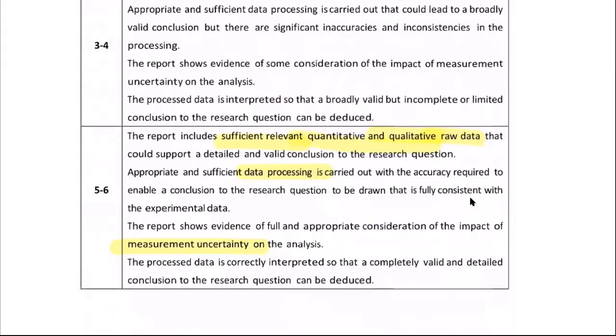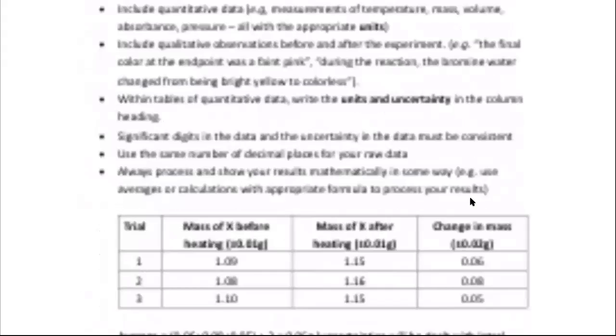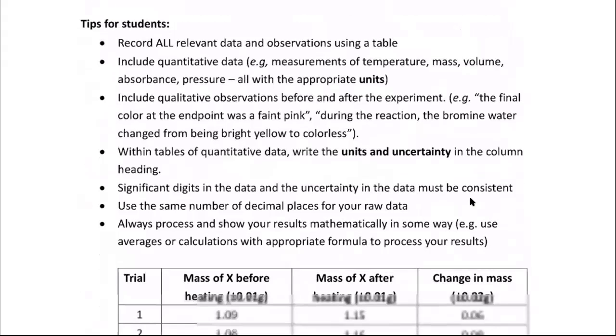So, tips for analysis, okay? You want to record all relevant data and observations in a table, okay? We looked at that in the topic 11.1 stuff last week. The data table should be organized. You should have headings telling you what you're measuring and the units and the uncertainties for the piece of equipment. All of your measurements, the quantitative data, should have appropriate units.